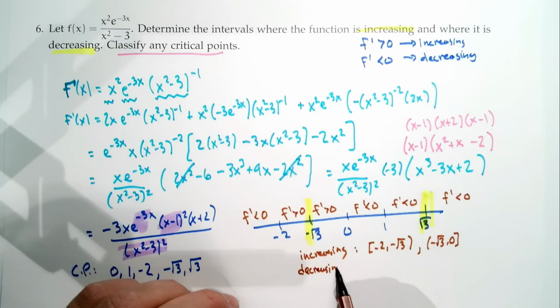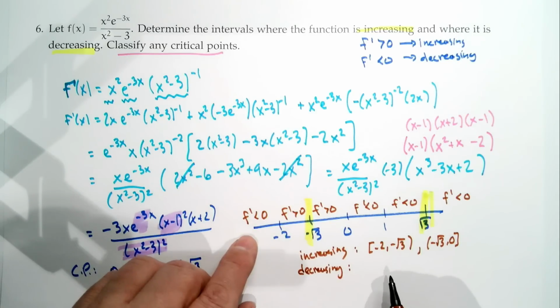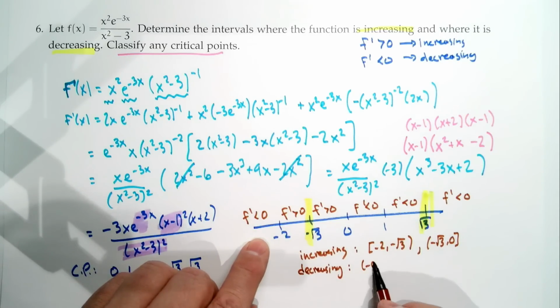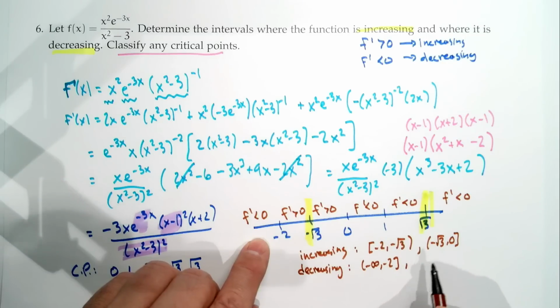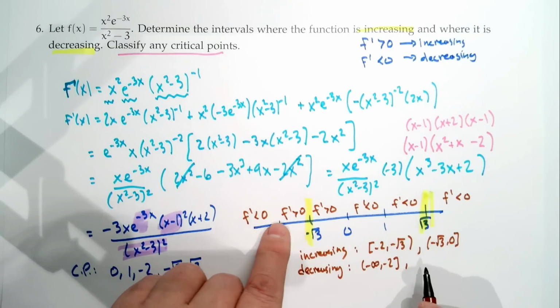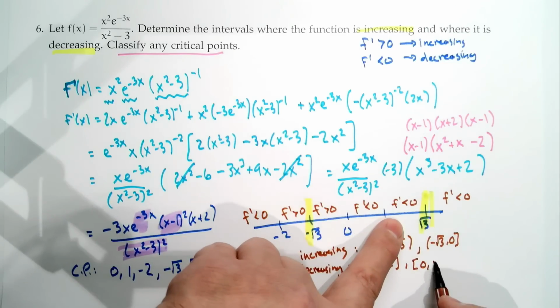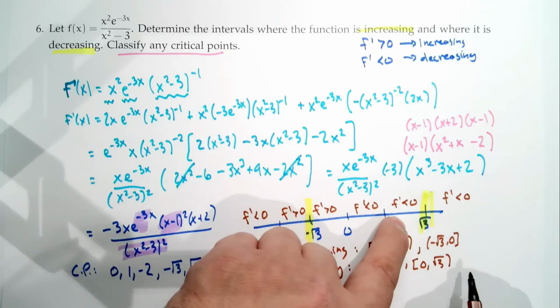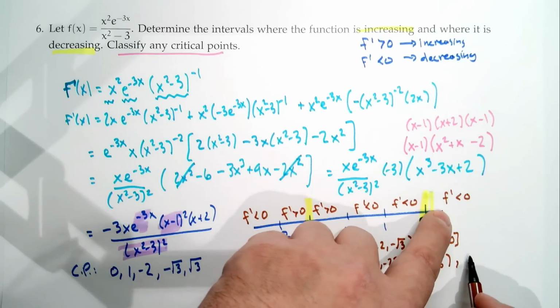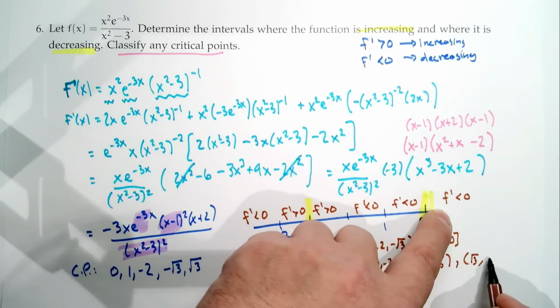Decreasing. Well, let's see. We're decreasing from negative infinity up to negative 2. And okay, that's positive, negative. So that's from 0 up to square root of 3, and I don't include square root of 3 because it's not part of the function. And then from square root of 3 on to infinity.